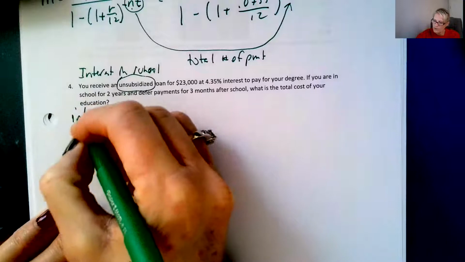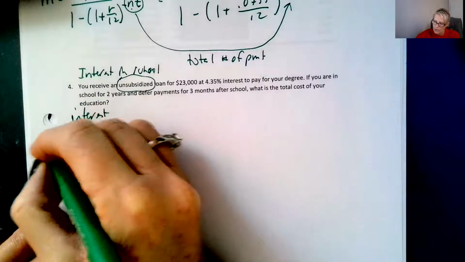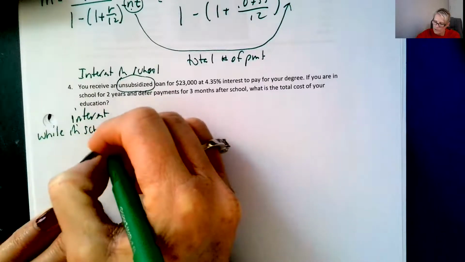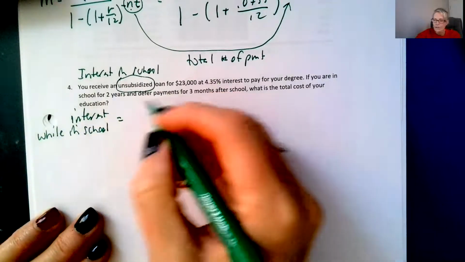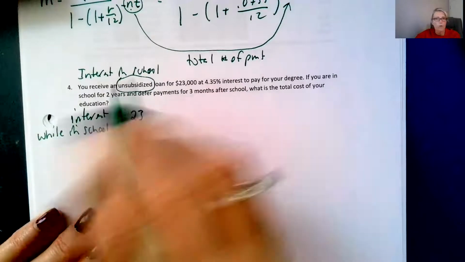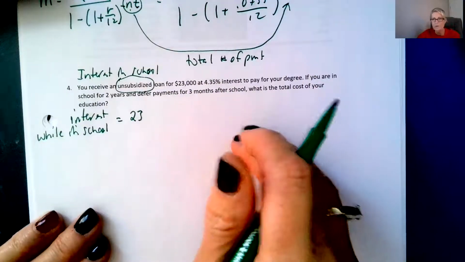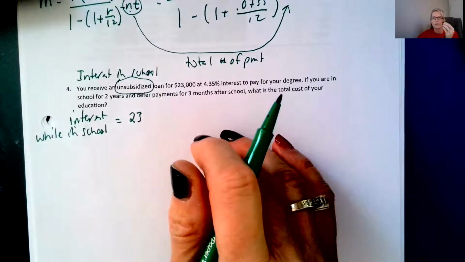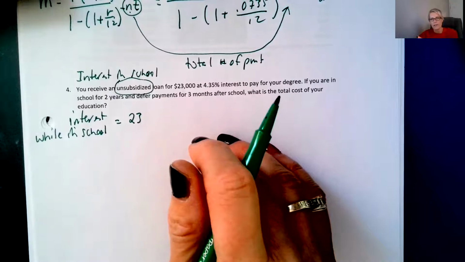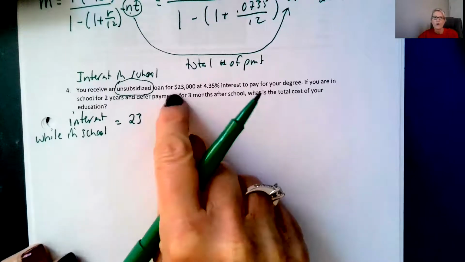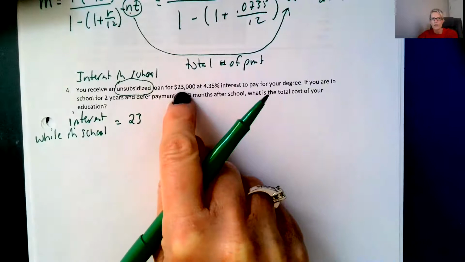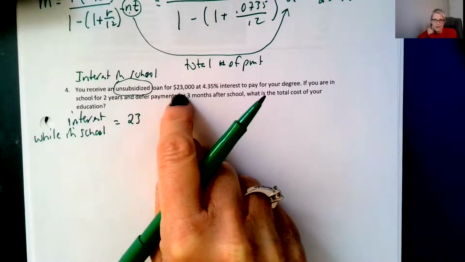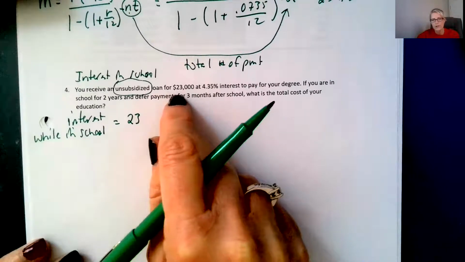So, interest while in school. Let's say I'm taking the loan out right up front. That's not really how it works. When you go to school, you borrow a certain amount for the first semester and then a certain amount for the second semester, and so on. So we're assuming that you borrow this $23,000 up front. Your interest in real life wouldn't be this much, but we're going to do the worst case scenario.